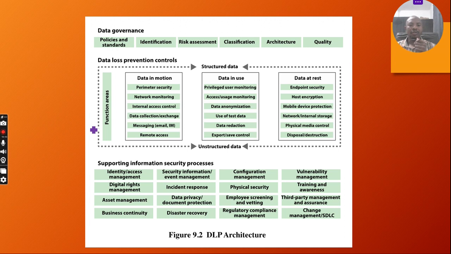First, identification and access management, digital rights management. We look at the management aspect, access management, and business continuity. And then we looked at security information, event management, incident response, and so on and so forth. Then we look at configuration management, physical security, employee screening and vetting, vulnerability management training and awareness, third-party management and assurance, change management, and so on and so forth. So these are all the segments of the data loss protection architecture.